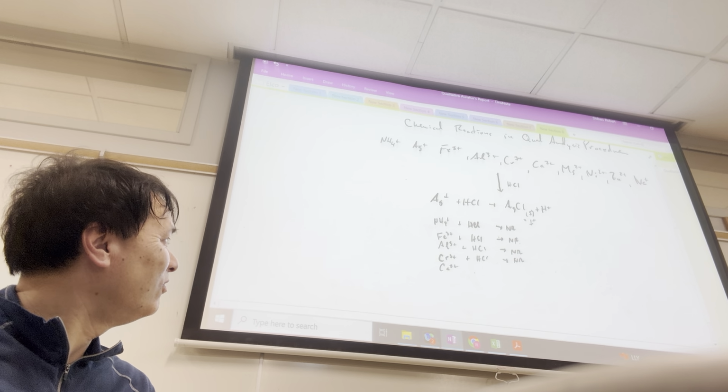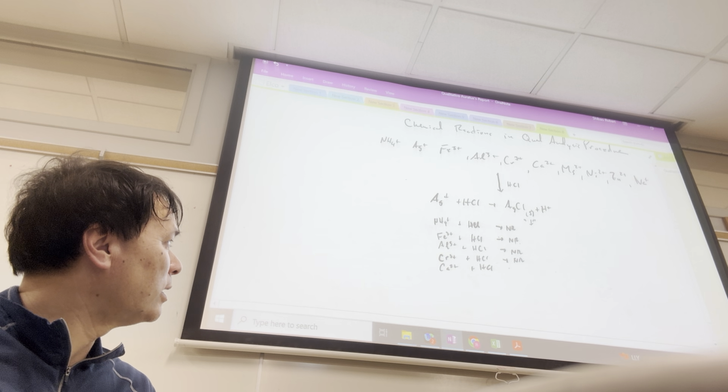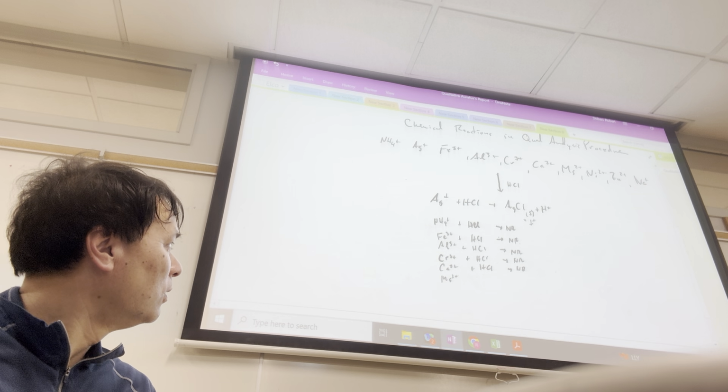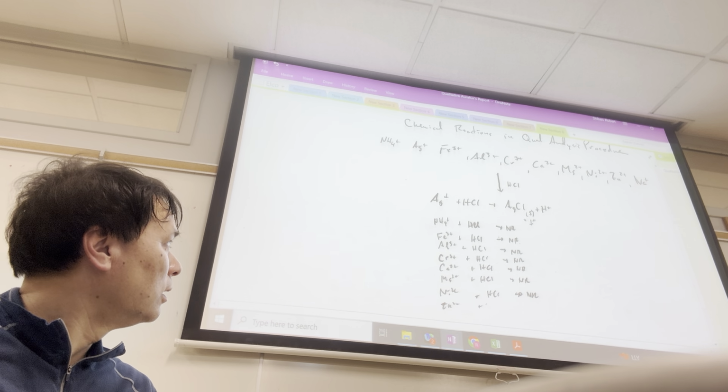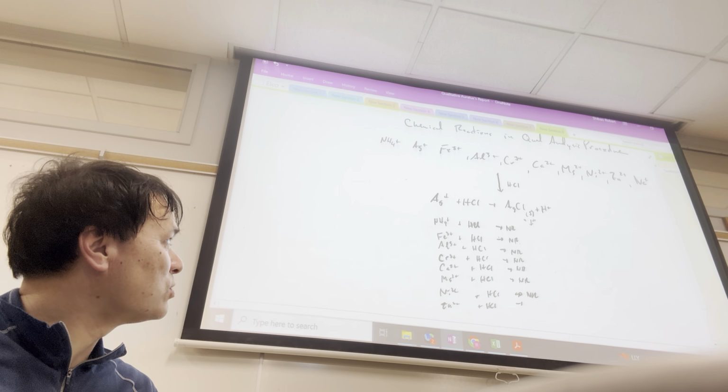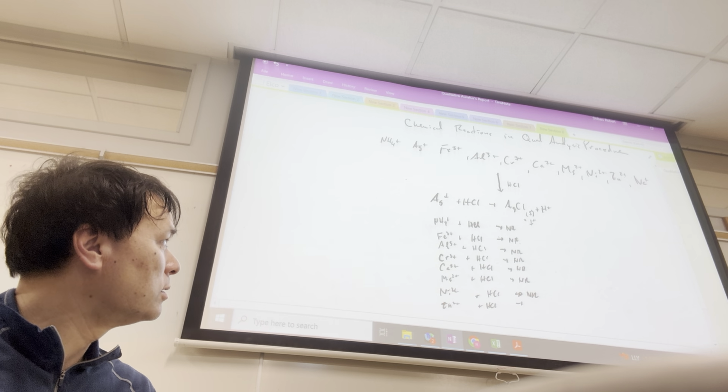Calcium would form calcium chloride. Calcium chloride is soluble. Magnesium would form magnesium chloride, which is soluble. Nickel plus HCl forms nickel 2 chloride, which is soluble. Zinc, HCl is going to form zinc chloride. Zinc only has one charge. It's always 2 plus. It's a pseudo group 2.